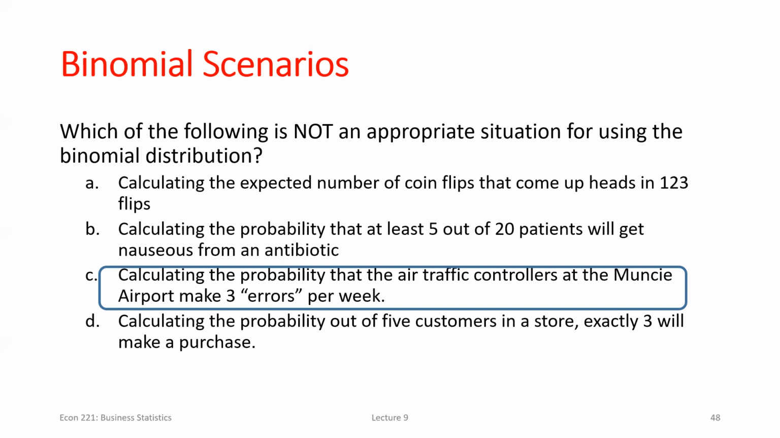Like maybe I'm the company administering this, or the hospital. I'm worried about getting sued, right? So what's the probability that I'm going to get at least one person who gets sick and might sue me? I really want to know what's the probability that at least one person gets nauseous taking this drug. Okay. I know that on average, how many people will get sick?